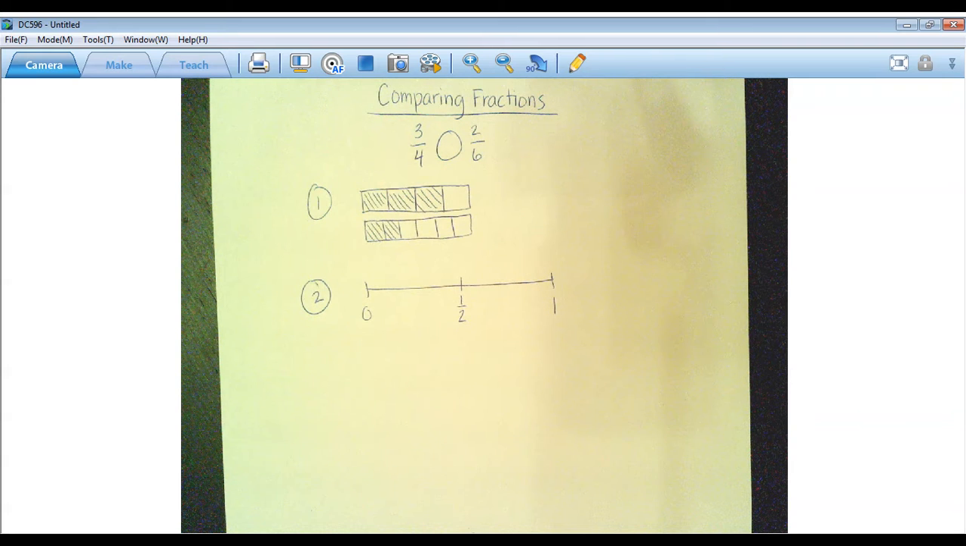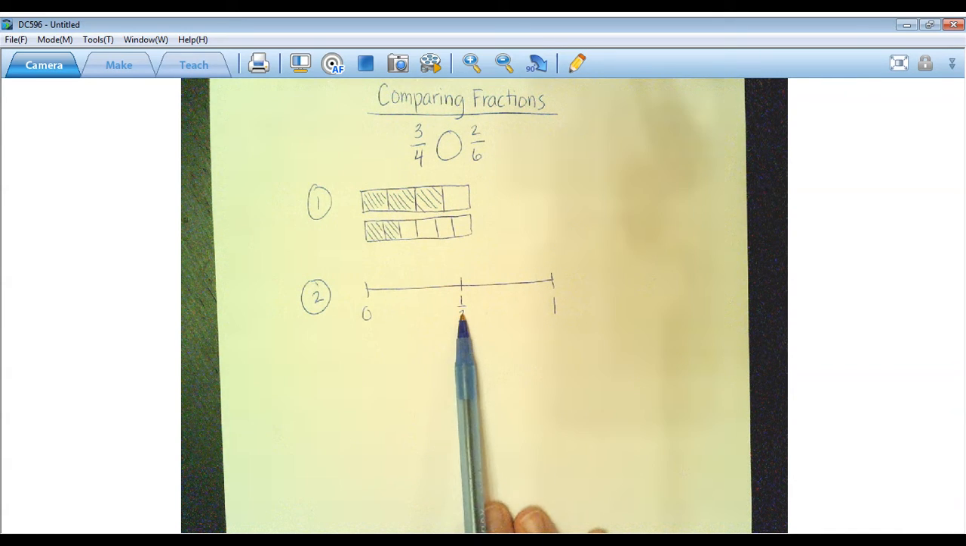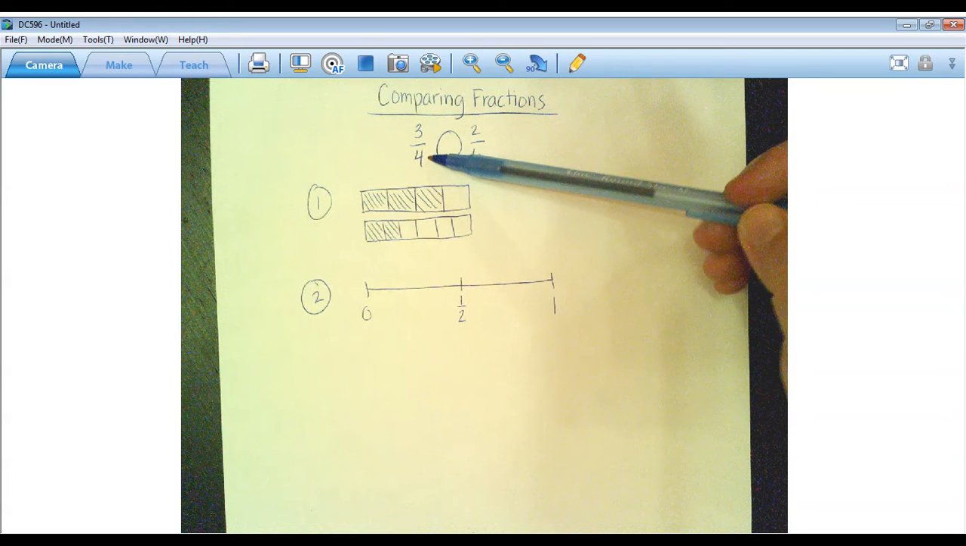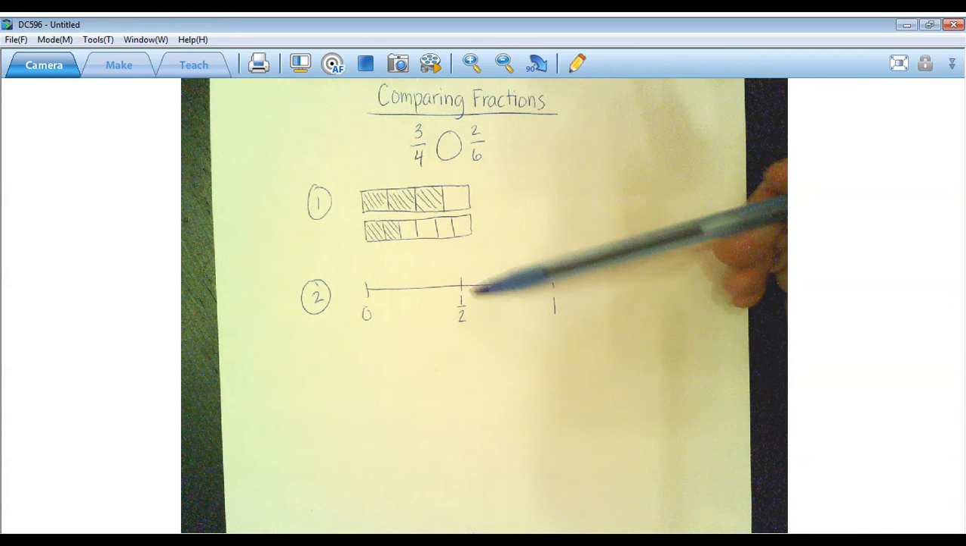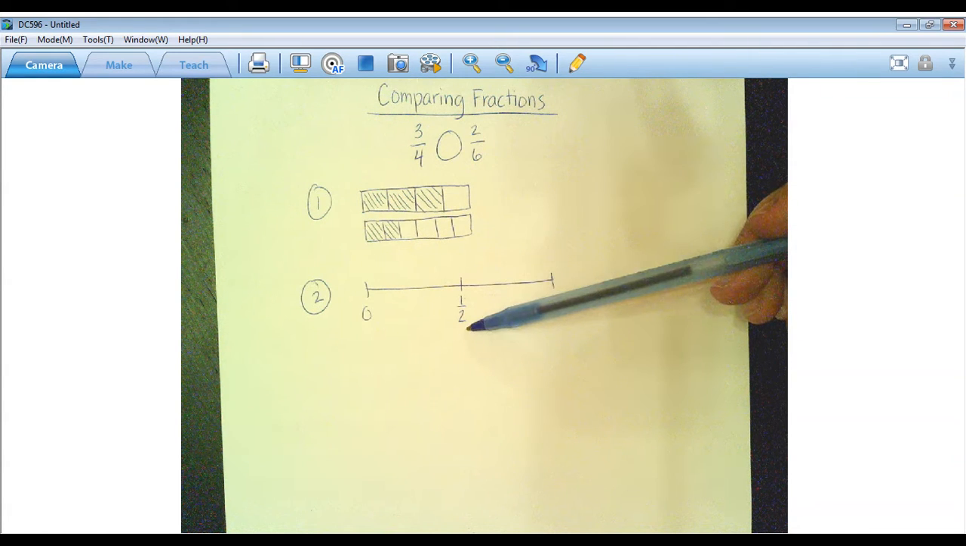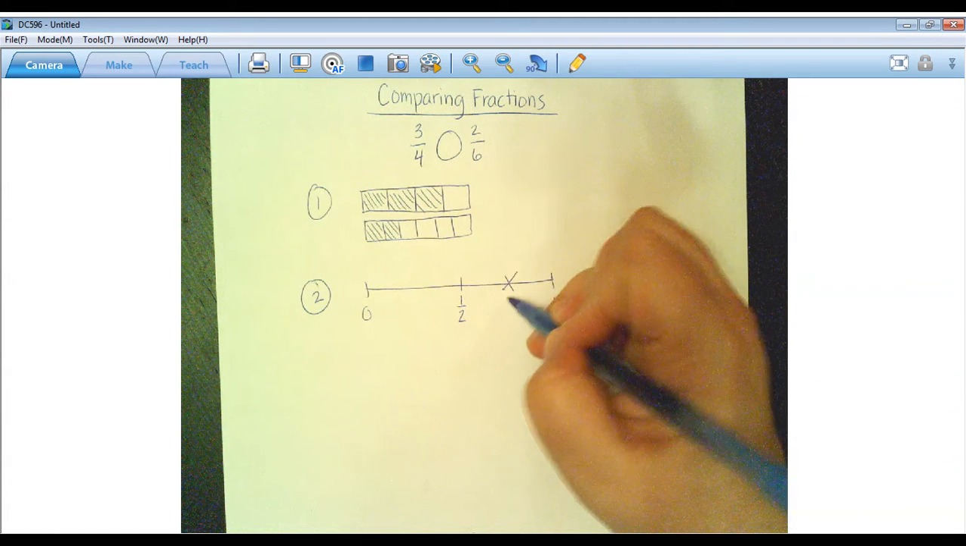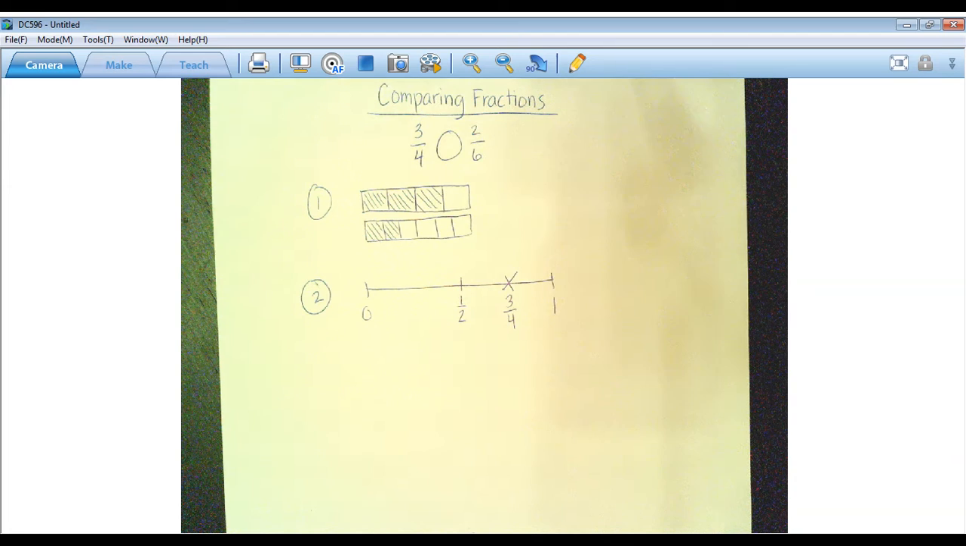So the first thing I want to do is think about where 3/4 is going to be on my number line. Is it going to be less than 1/2, more than 1/2, or equal to 1/2? So I want to think about my denominator of 4. Well, I know that half of 4 is 2. So 2/4 would be equivalent to 1/2. So I know that 3/4 is going to go to the right of that on my number line.